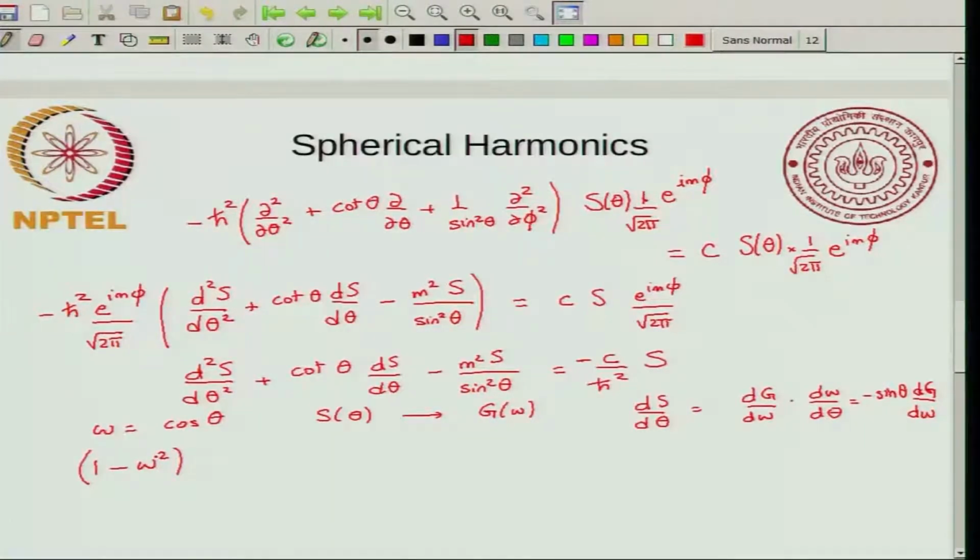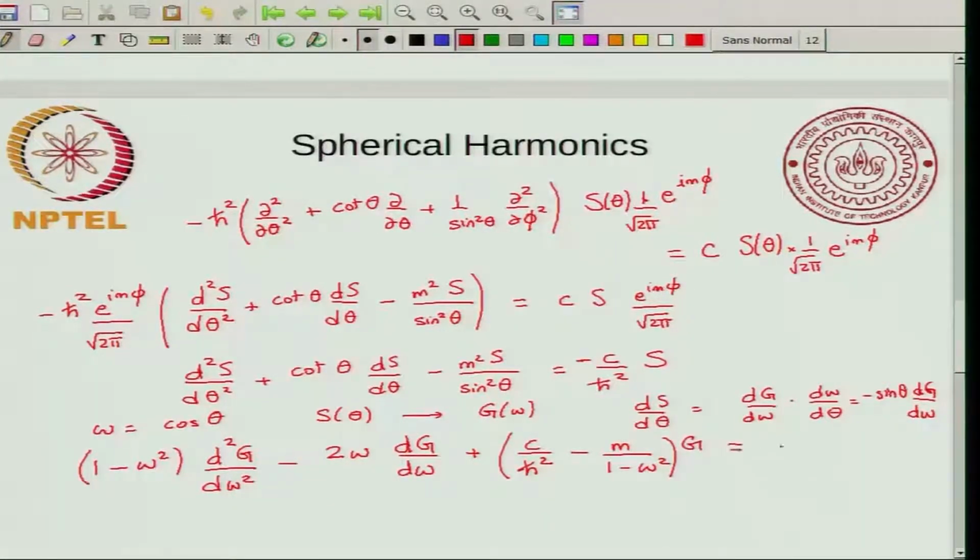Okay, so that is 1 minus w square, and what you will get is d square g by dw square, minus 2w dg by dw, plus c by h bar square times minus m divided by 1 minus w square, g equal to 0. And you can see what has happened. This almost looks like a Legendre differential equation. Not exactly like one, but it almost looks like one.